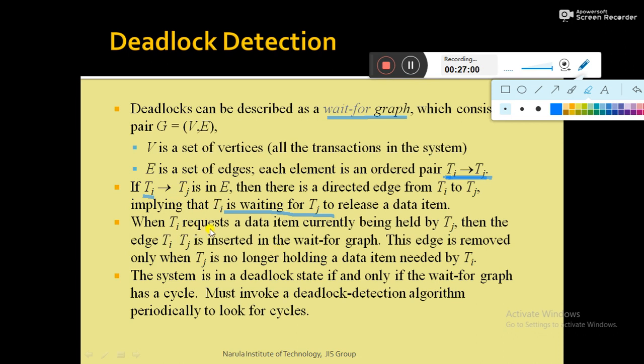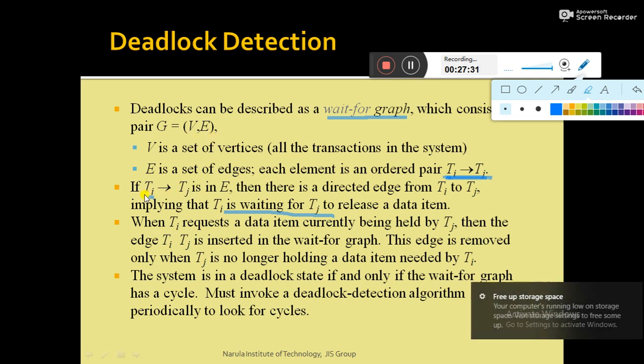When transaction Ti requests a data item currently being held by Tj, the edge Ti to Tj is inserted in the wait-for graph. That means if Tj is currently holding a lock on a data item and the same data item is requested by transaction Ti, then we have to insert that arrow in the wait-for graph. And this edge is removed only when Tj is no longer holding the data item. When Tj releases the data item, Ti doesn't have to wait, so we remove that arrow from the wait-for graph.